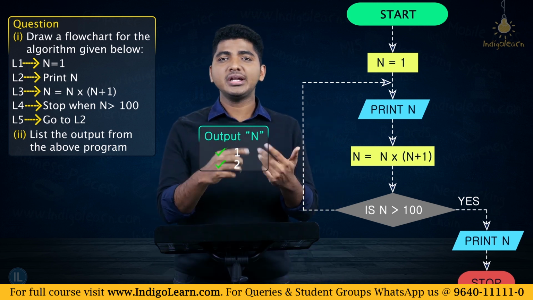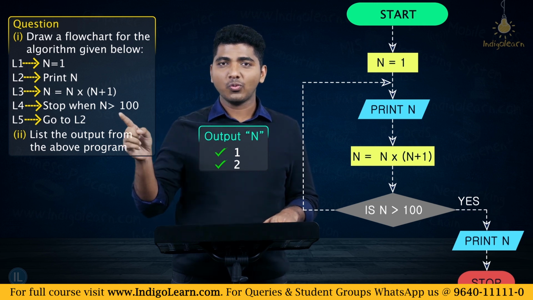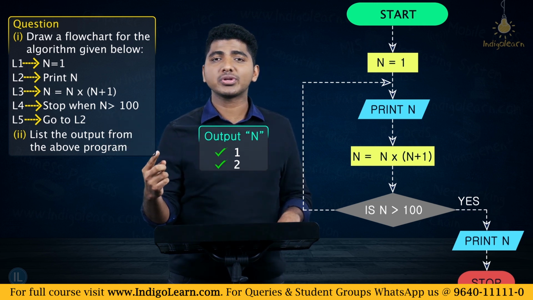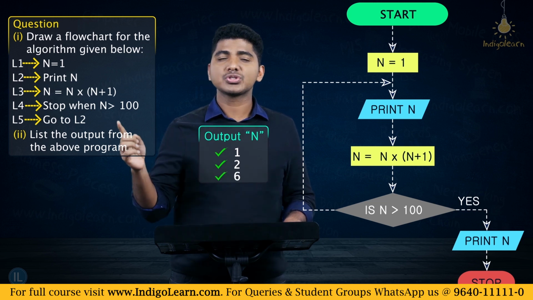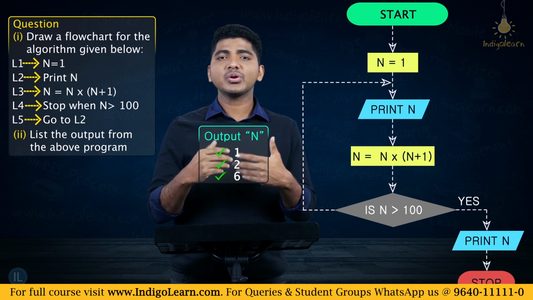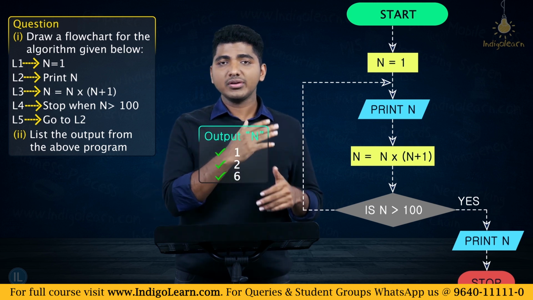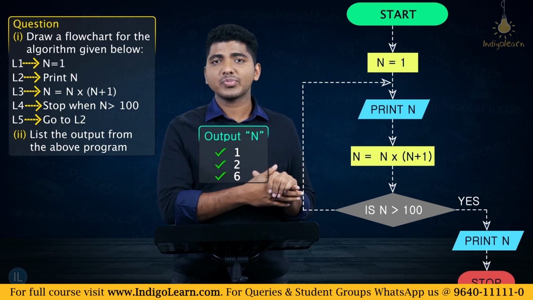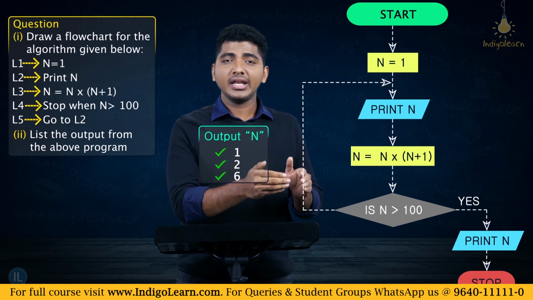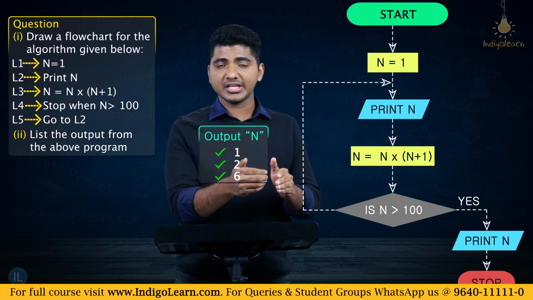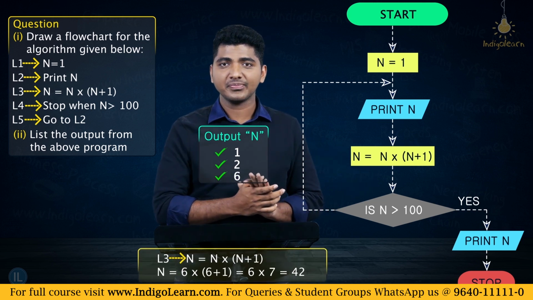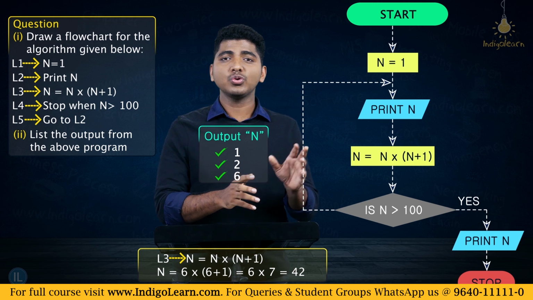Go to print n. So we already have 1 as the output, we already have 2 as the output. Now again one more output we are getting. What is that output? That is 6. Correct? So we have 1, 2, 6 as output. Now we have n as 6, and we are supposed to do the calculation again. n is equal to n into n plus 1, that is n is equal to 6 into 6 plus 1, that is 6 into 7. So that becomes n is equal to 42.